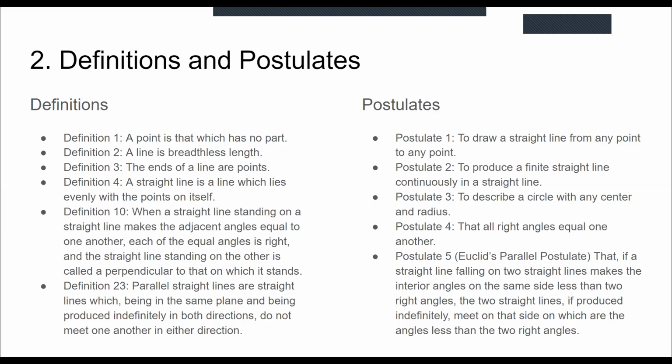Definition 4, it'd be fun to try to describe a straight line geometrically, and I don't know. That's another one I've never quite figured out exactly. What does it mean to lie evenly on itself? Does it mean not to curve? I've thought about that, and I still haven't figured it out. I don't really know that you can do a definition that's going to be better than that, but I just think it's a really hard thing to define.